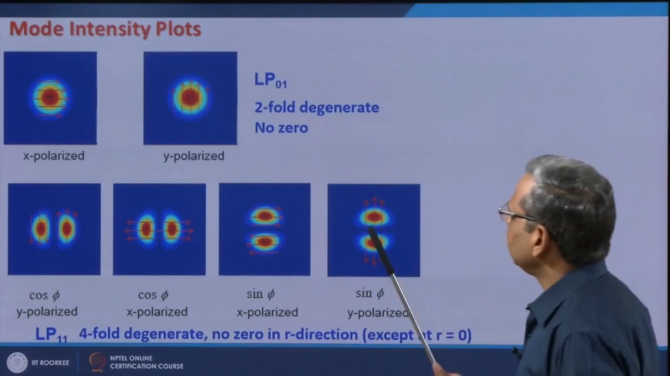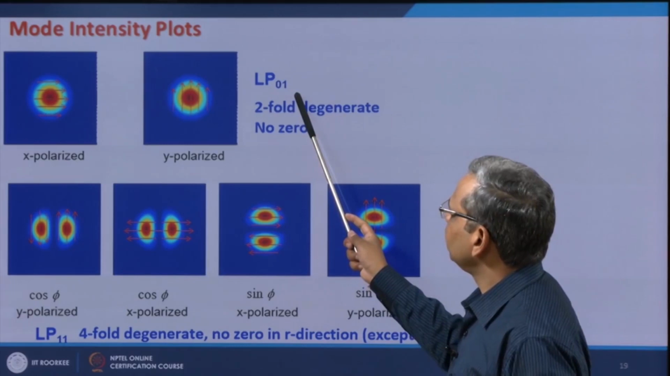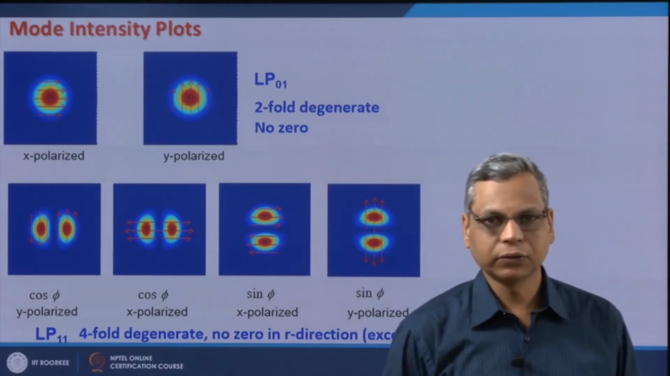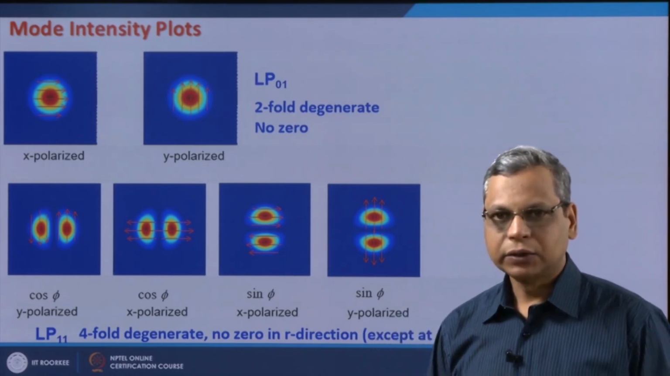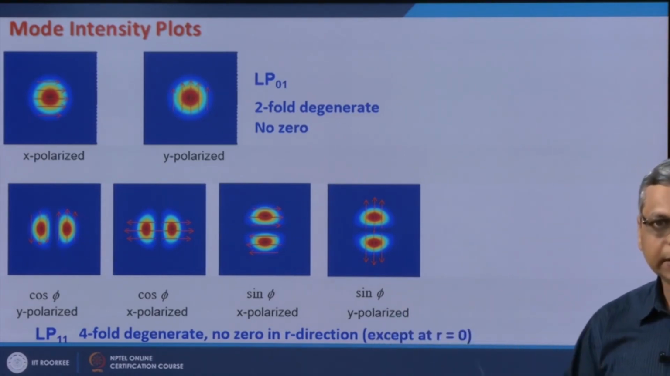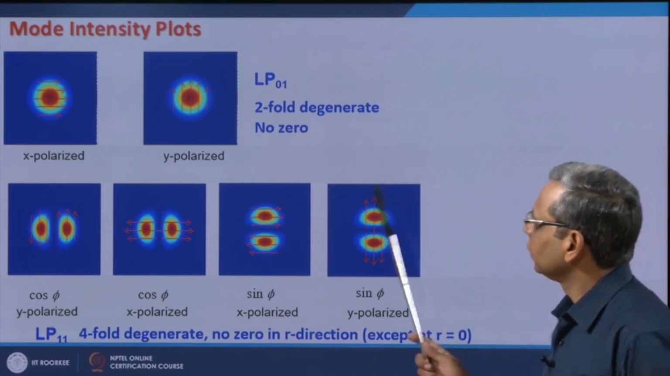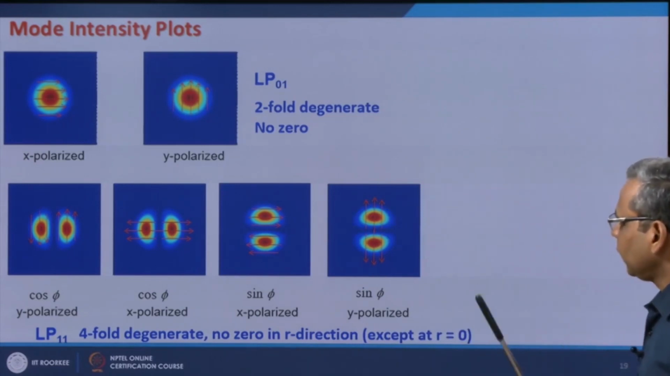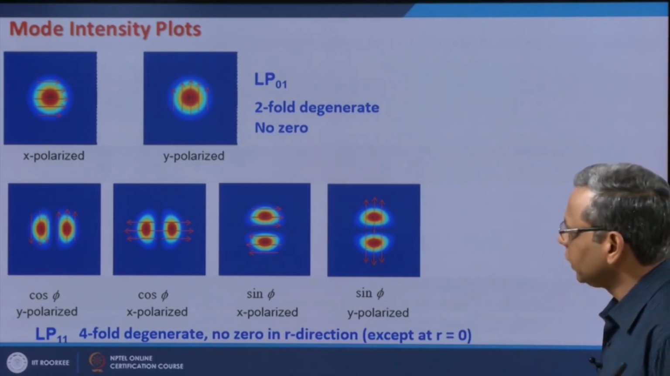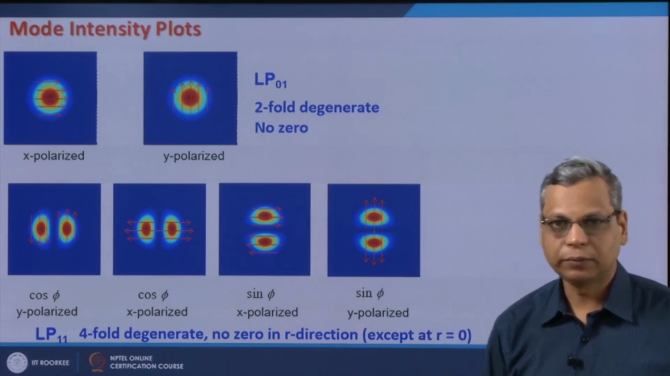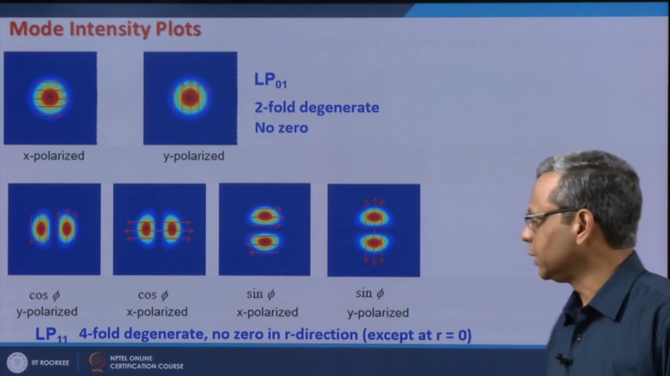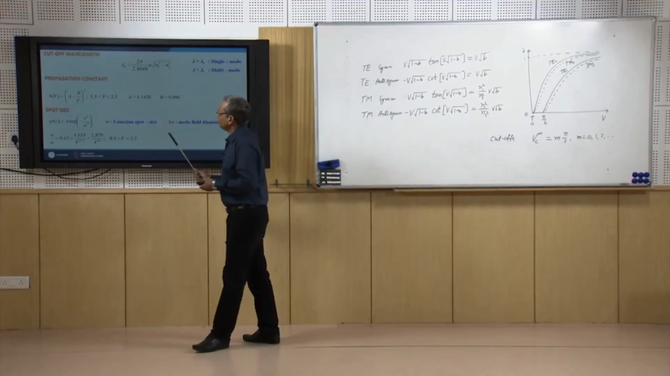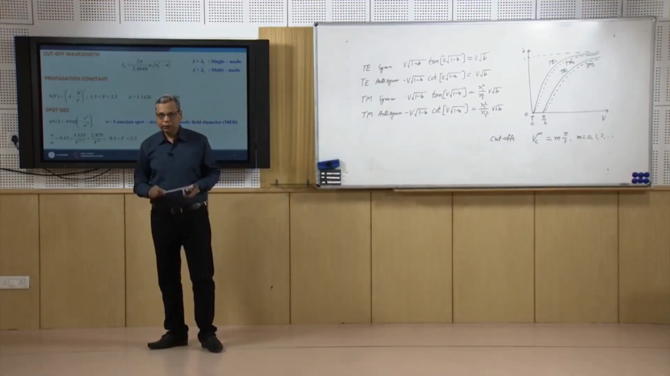What I see is that l equal to 0 modes are twofold degenerate, because the phi solution is cosine l phi and sin l phi. If l is equal to 0, then there is no phi dependence, and the degeneracy comes only from polarization, while l not equal to 0 modes are fourfold degenerate: twofold degeneracy comes from phi and twofold degeneracy comes from the polarization. Then we had seen the single mode fiber.